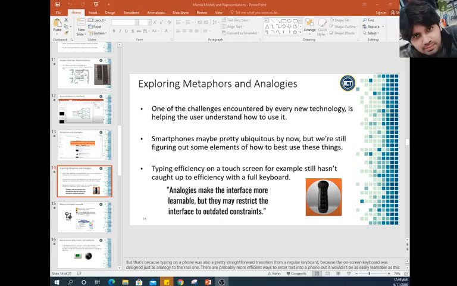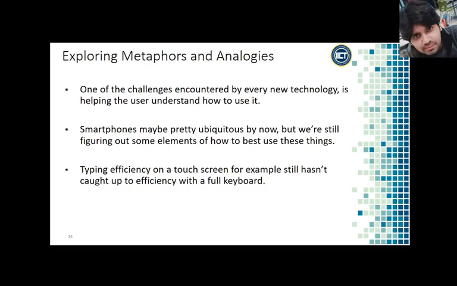Assalamu alaikum. So previously we covered the metaphors and analogies with respect to mental models and representations in your interface. Now let's move forward.